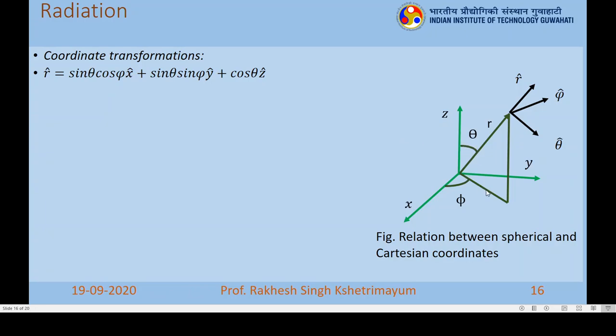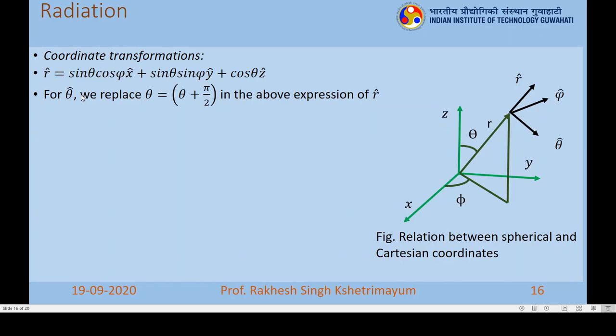Sine theta cos phi, then you have x hat. Sine theta cos phi x hat. Sine theta sine phi is along the y direction, so sine theta sine phi y hat, plus cos theta is along the z direction, cos theta z hat. So if our unit vector can be represented in terms of x unit vector, y unit vector and z unit vector, we can also do it for the theta unit vector.